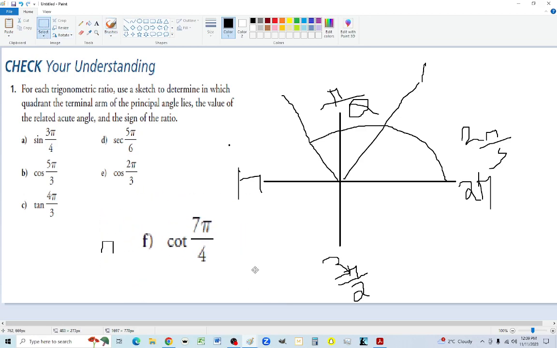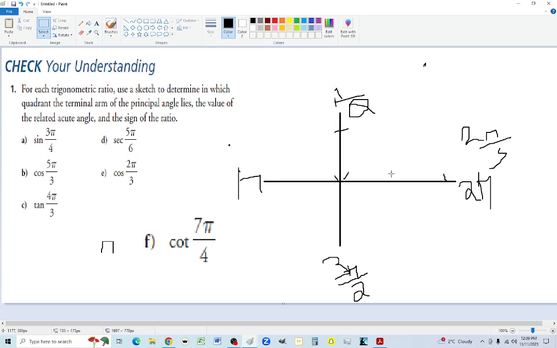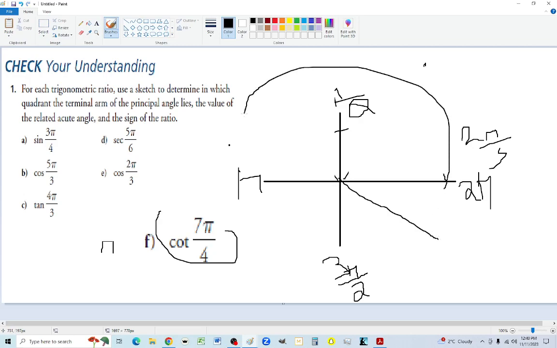7 over 4 pi is the same as 1 3/4. 3/4 is past a half, so there's 1, there's 2. It's in here. If you look at how much more to get to 2 pi, it's 1/4. So this whole way around, that's the principal angle, is 7 pi over 4. But the last little bit is 1/4. So we're talking about 45 degrees, pi over 4.